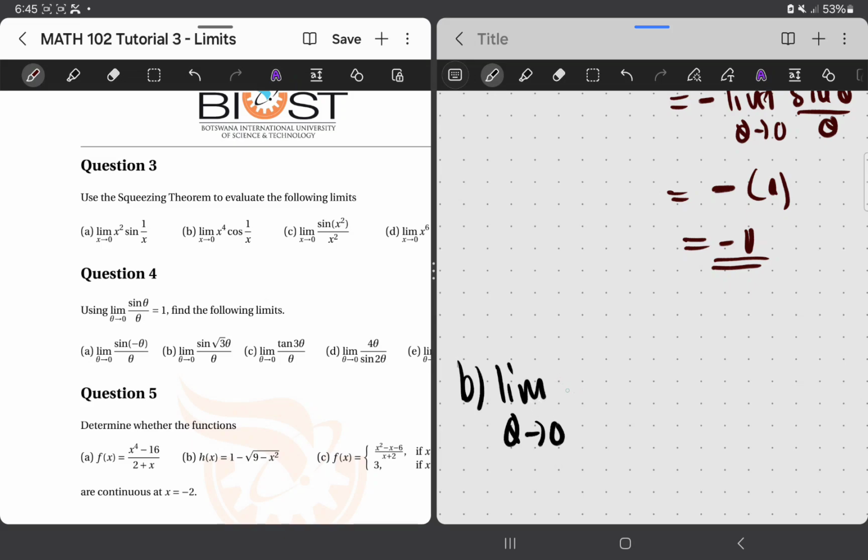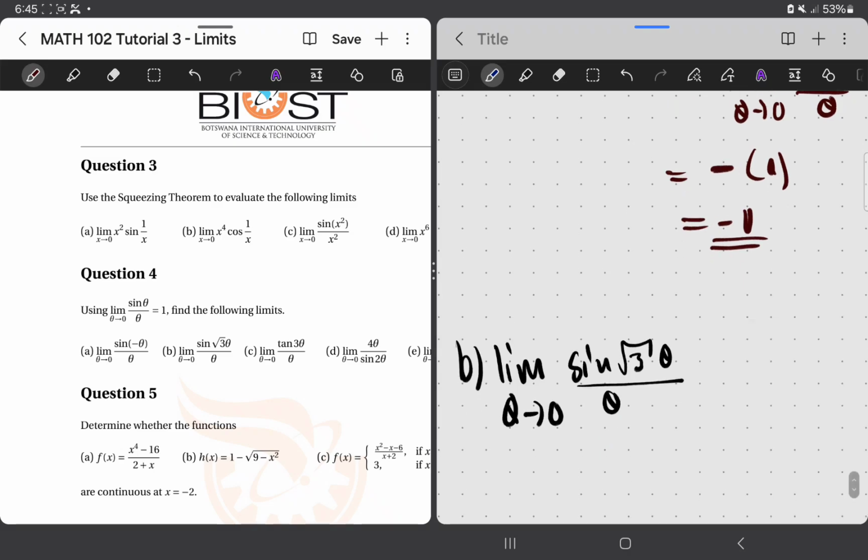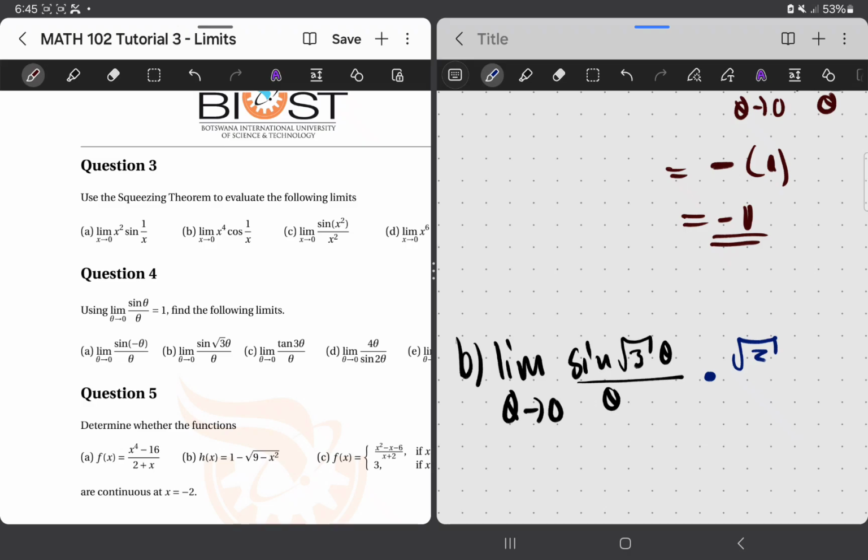Part B is the limit as theta goes to 0 of sine of square root of 3 theta, where theta is outside of the square root, over theta. What you must know is that whatever number we bring inside to multiply theta is what should be in the denominator. So root 3 is multiplying theta, and root 3 should also be there in the denominator for us to be able to solve it. How do we do it? We multiply the top and the bottom by root 3.